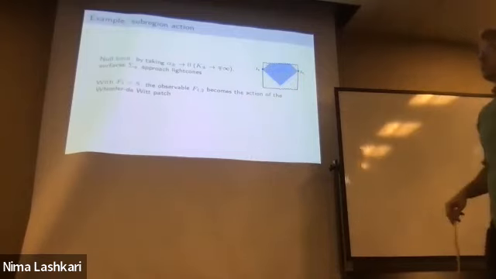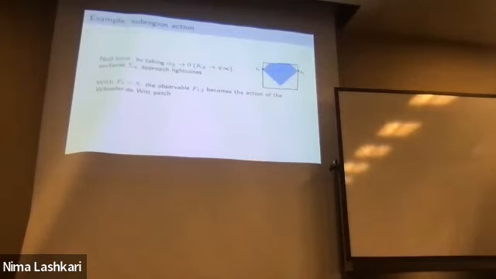And so now if you just pick F1 to be the subregion action, you're going to get the action of the Wheeler-DeWitt patch, which of course is one of the proposals for complexity measure.